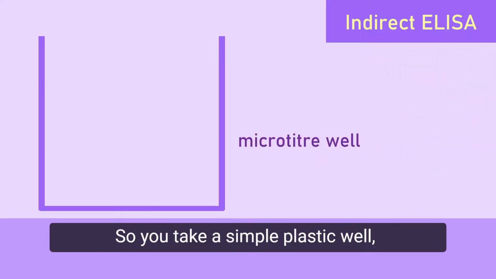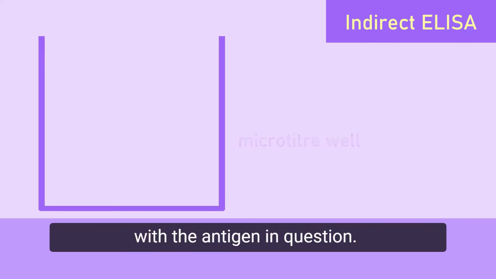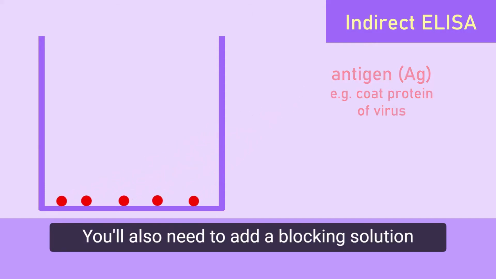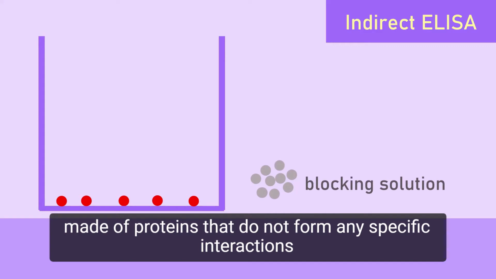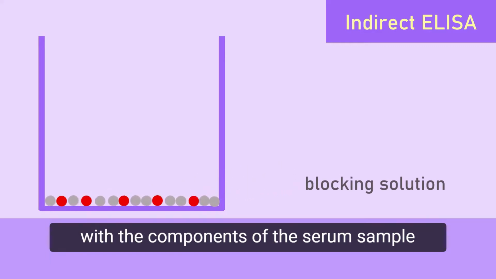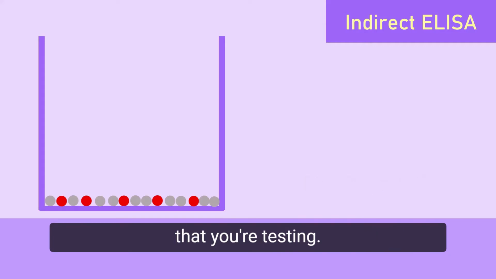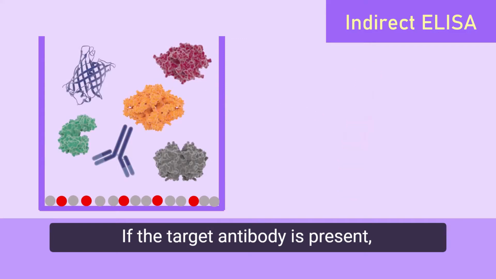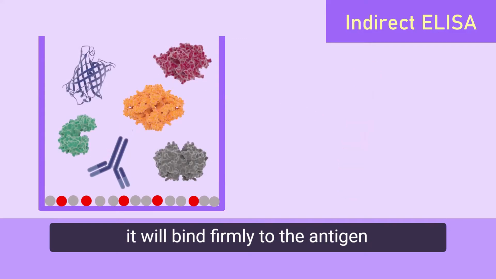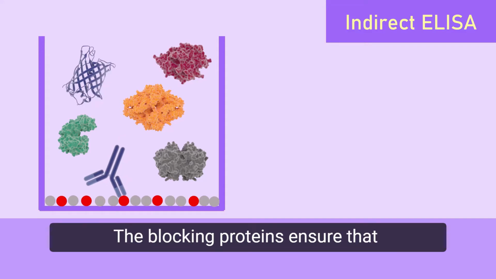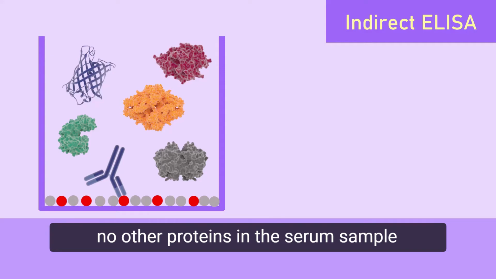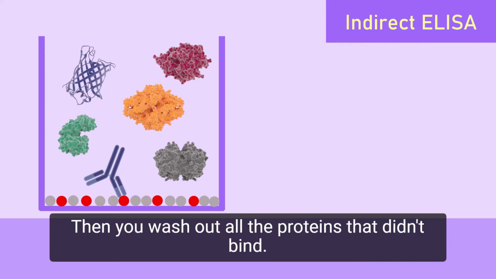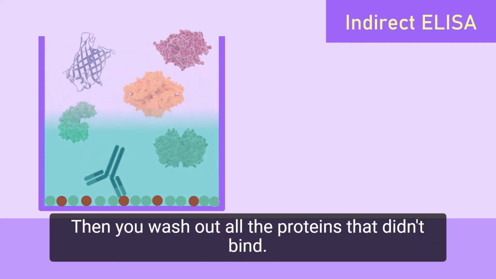So you take a simple plastic well and coat the bottom of the well with the antigen in question. You'll also need to add a blocking solution made of proteins that do not form any specific interactions with the components of the serum sample that you're testing. Now you add in your serum sample. If the target antibody is present, it will bind firmly to the antigen at the bottom of the well. The blocking proteins ensure that no other proteins in the serum sample will bind non-specifically to the inside of the plastic well. Then you wash out all the proteins that didn't bind.